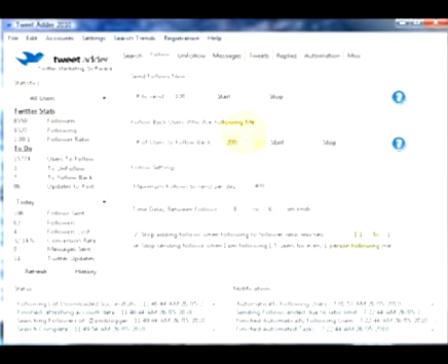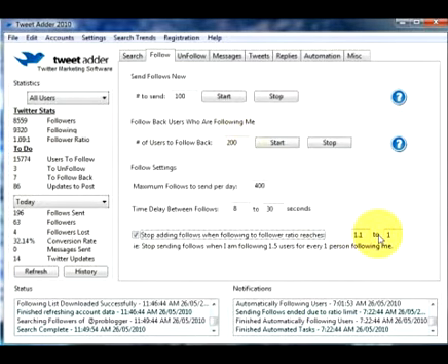So that if I get up to 1.1 to 1 in the ratio, it'll stop sending follows to new people or following back people. And that's probably the way you want it to be. At the moment, my ratio here is 1.09 to 1. So I've got room for a few more followers.